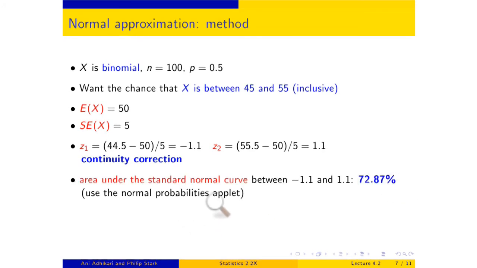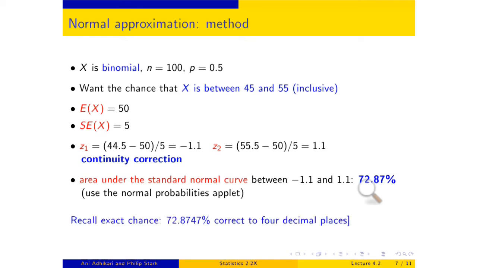And so you use your applet, and you put in minus 1.1 as your left end, 1.1 as your right end, and what does the applet say? The applet says 72.87%. Now, isn't that remarkable? Because the exact probability calculator said 72.87 and a tiny little bit percent, so this is very, very close. And this is a simple calculation. It can be done very quickly on the back of an envelope with no probability calculator, no online text. And it comes out very close.